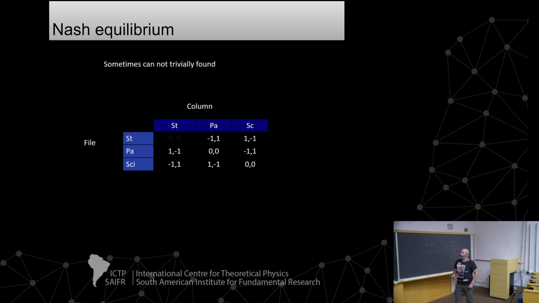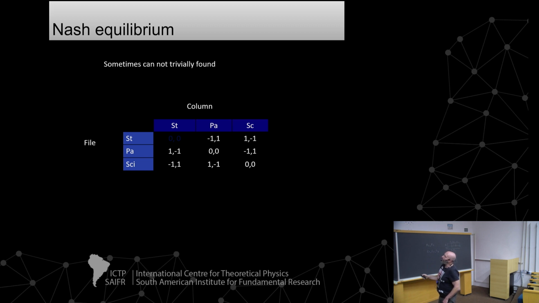So sometimes, and this is something that I will mention now, it is not possible to find a Nash equilibrium in a trivial way. Suppose that this is the game of stone, paper, and scissors. This is a zero-sum game. This is an example that maybe will give you an answer. So this is stone, this is paper, and this is scissors. And again, we have here stone, paper, and scissors.